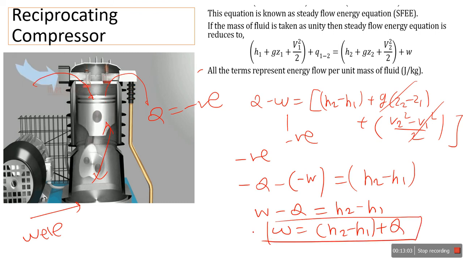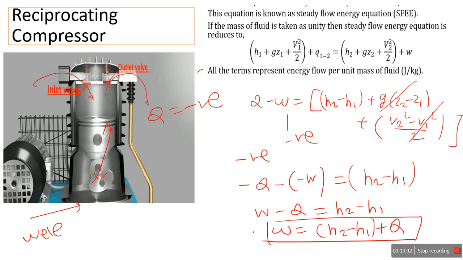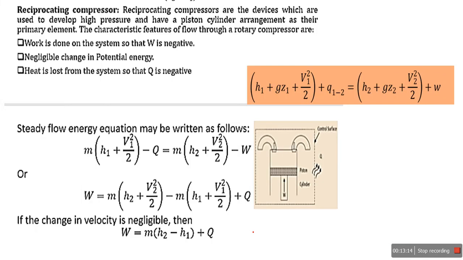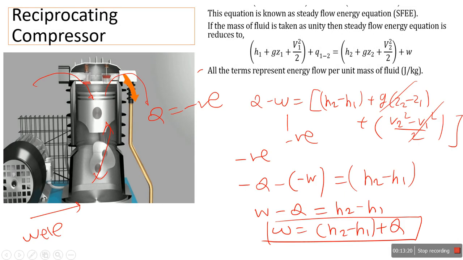This is the work done on the reciprocating compressor. What kind of work is absorbed? That is the drop in enthalpy plus Q. That much amount of work is necessary to supply to the compressor. So we see here the relation W is equal to H2 minus H1 plus Q.